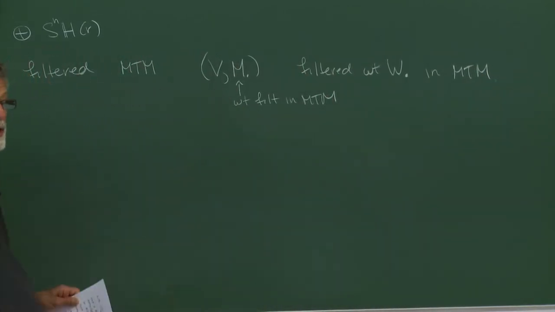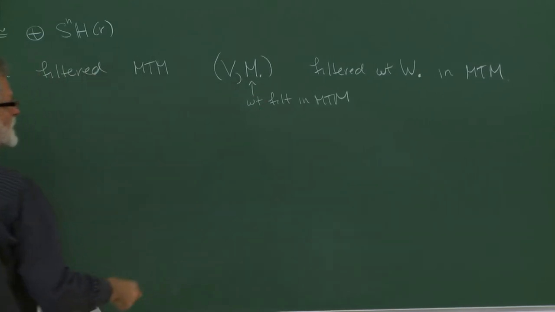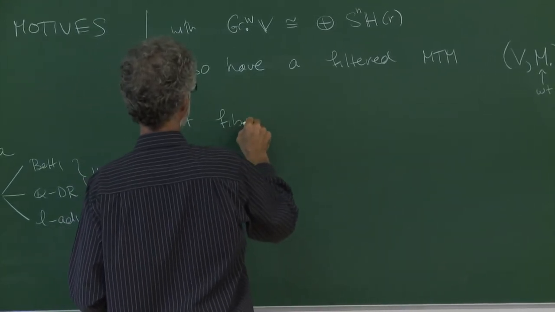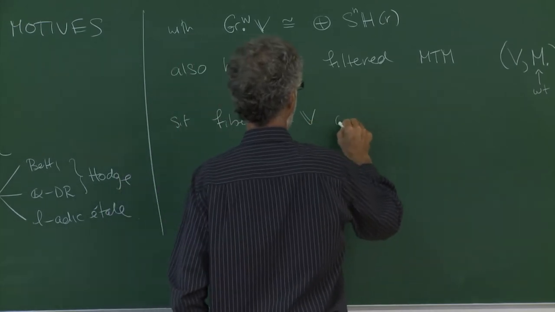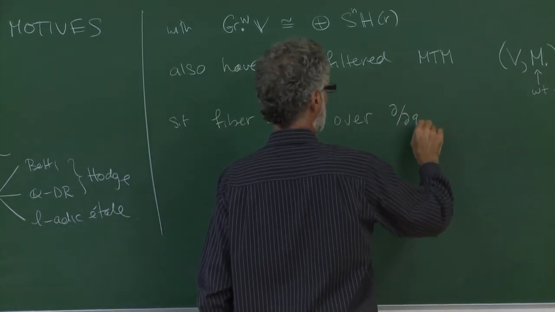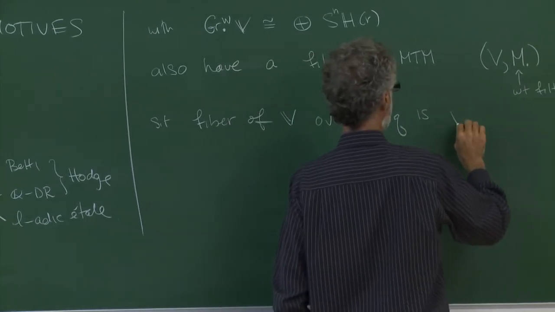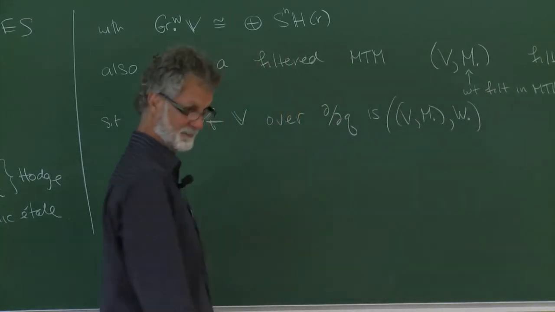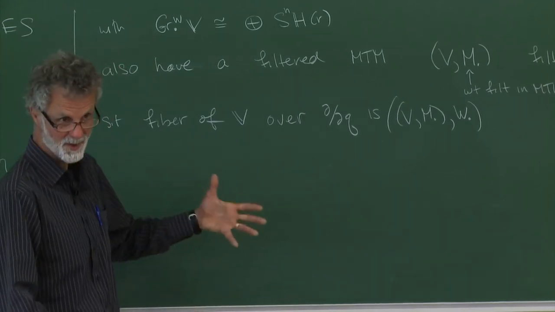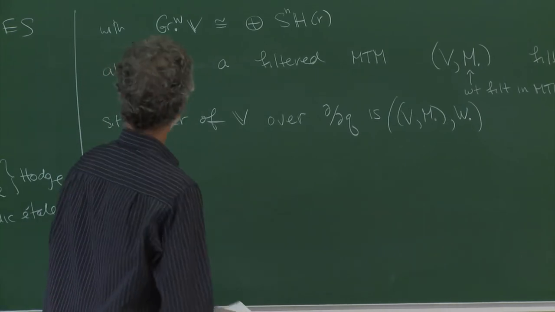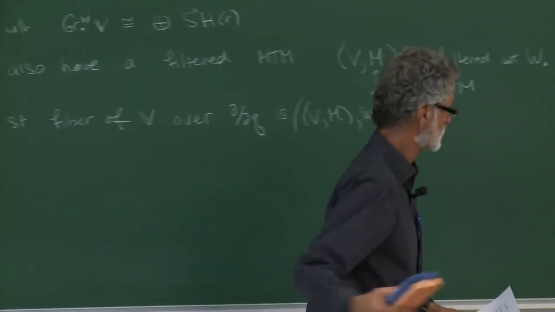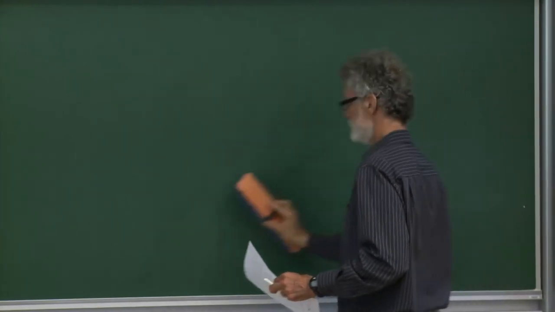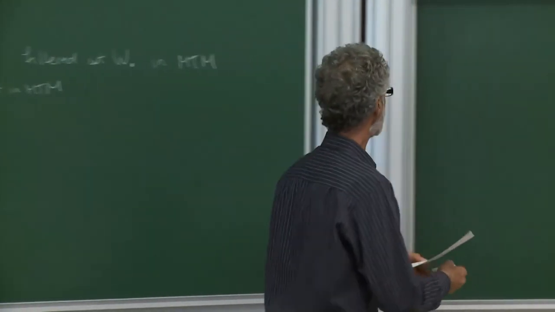So it's going to be a filtered mixed Tate motive, and the mixed Tate motive weight filtration is called M. That's because it's going to be a relative weight filtration such that the fiber of V over the integral base point d/dq is V with M dot and W dot. So I'm going to explain what this all means, but this is the overview. Okay, so let's look at the official definition.